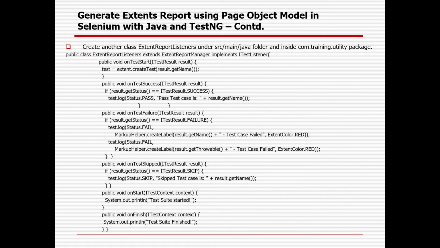Now another class we have created in the com.training.utility package, with the class name ExtentReportListeners, under the src main java folder. Whenever we created it, we implemented the previous class ExtentReportManager, and we also implement ITestListener, where we add the step whenever any method starts, succeeds, fails, or is skipped. Whenever there is a failure, I also want to change the color to red and get the throwable, the reason. And at the suite level, on start and on finish, I have given some output like test suite started or test suite finish, a one-time activity.